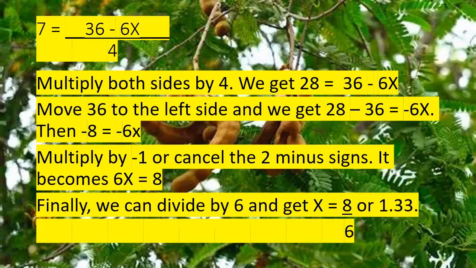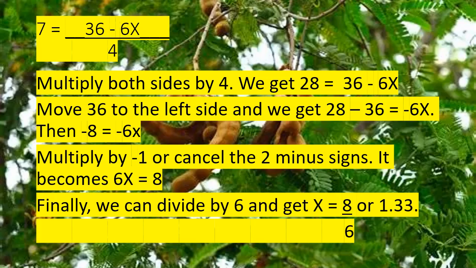Next step, we multiply both sides by 4. So on the left, we get 7 times 4 equals 28. And on the right, we can just get rid of the divide by 4 on the bottom. So we get 28 equals 36 minus 6x. Next step, we move the 36 to the left side. And we get 28 minus 36 equals minus 6x. And that is minus 8 equals minus 6x.